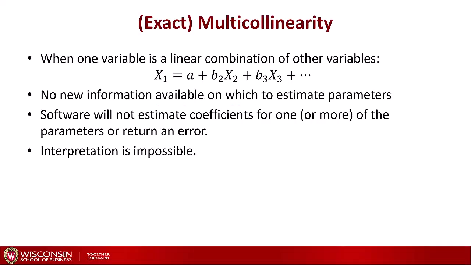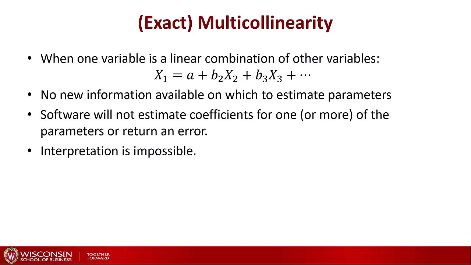Then there is strong multicollinearity, and that's simply when there is a strong correlation between two or more of the x's. Let's start with a discussion of exact multicollinearity. Again, this is when one variable is a linear combination of other variables. For instance, here x1 is exactly equal to a constant plus a coefficient times x2 plus another coefficient times x3, and so on and so forth. That means that if we add x1 to our regression, there is no new information available on which to estimate parameters. We already have all the information by looking at x2, x3, and the other variables.